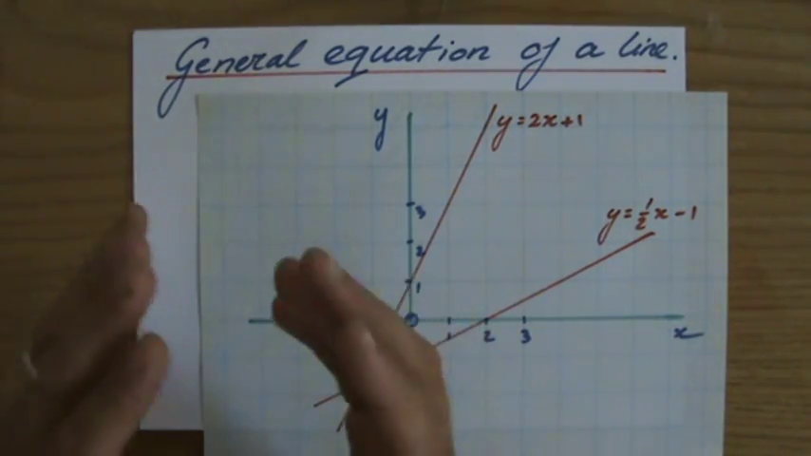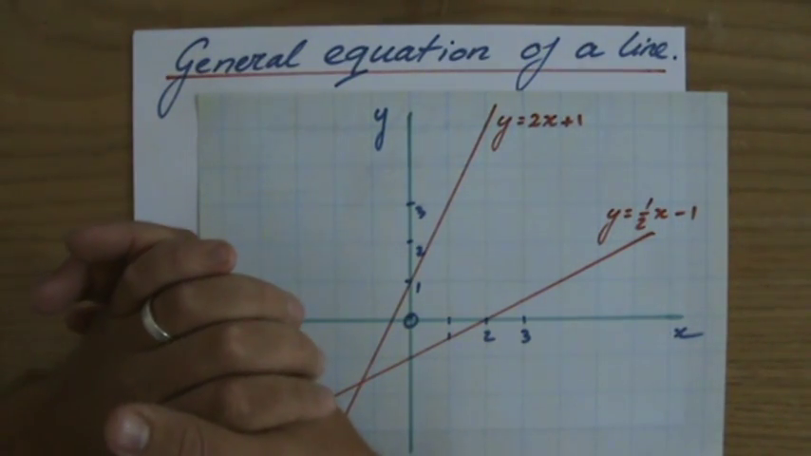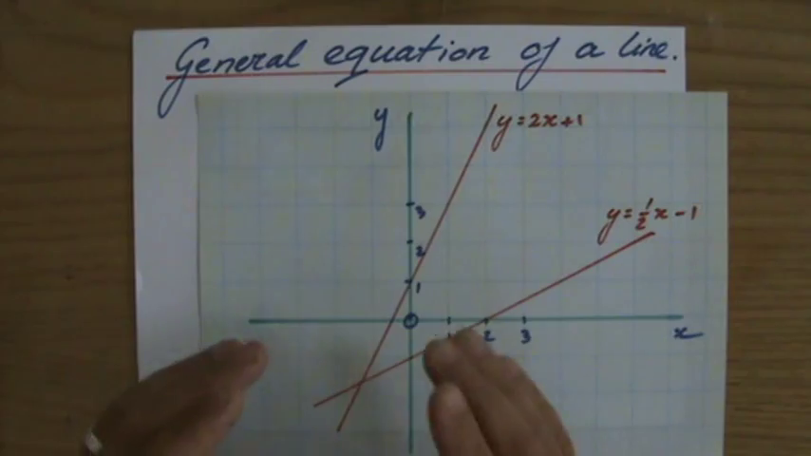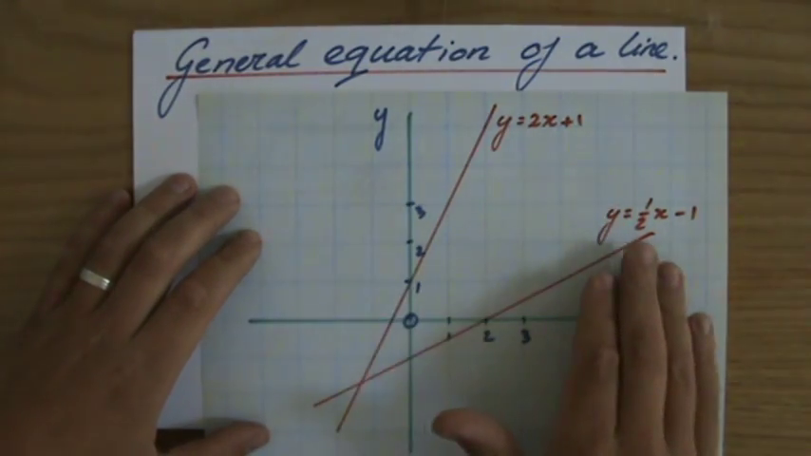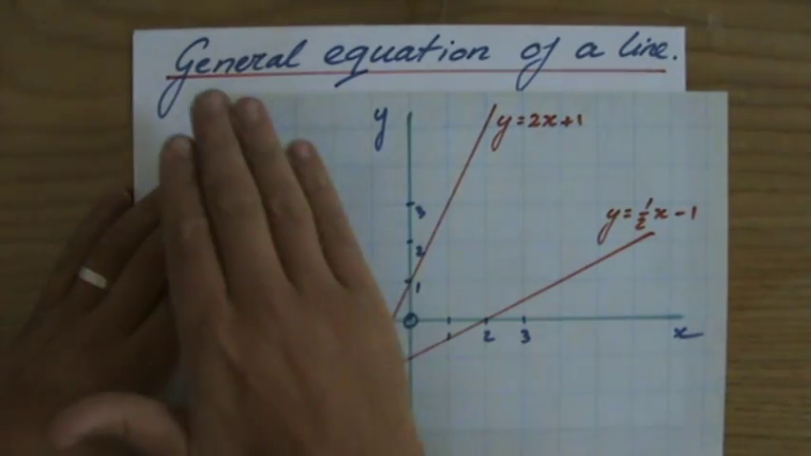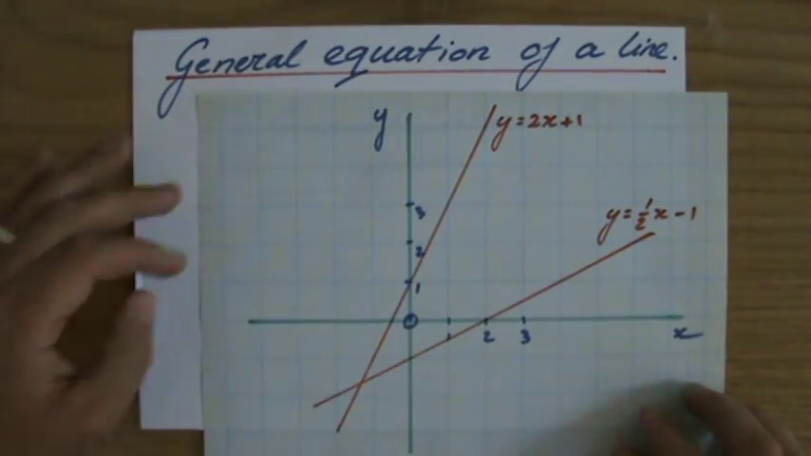Or when they give us two coordinates and ask us, what is the equation of the line going through those coordinates? Now that's nothing scary if we understand why those equations look the way they look. So we're going to talk now for a couple of minutes about the general equation of a line.